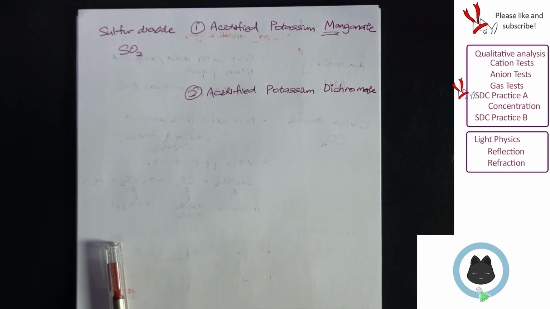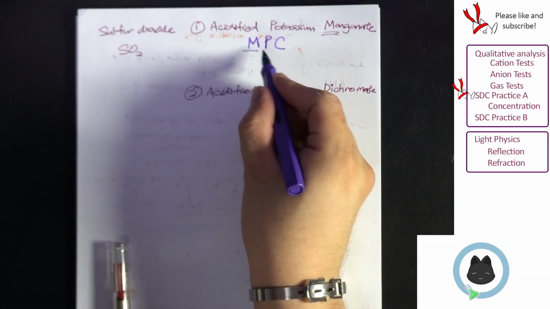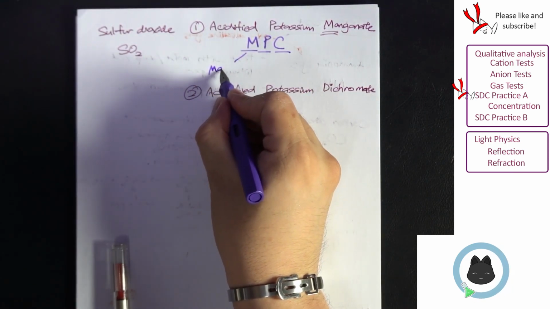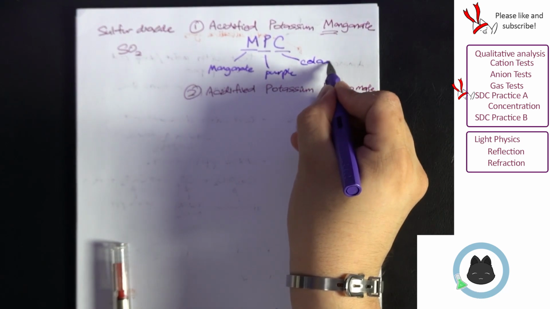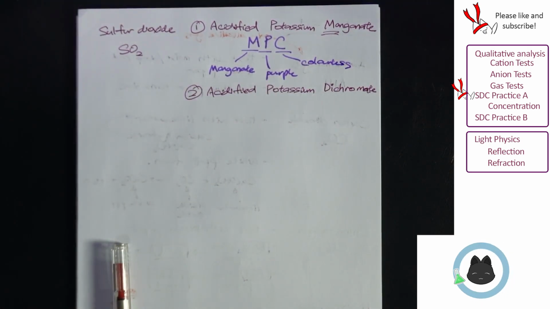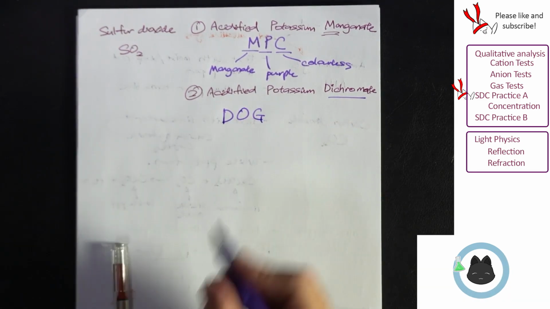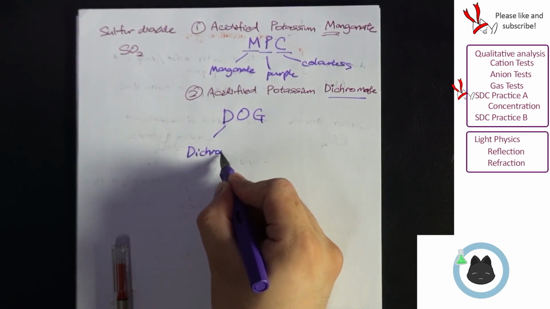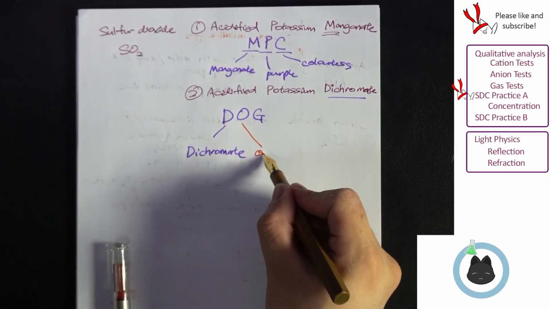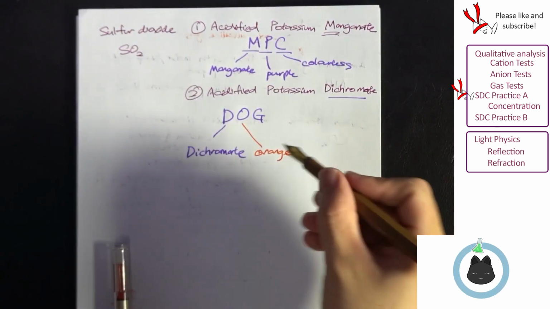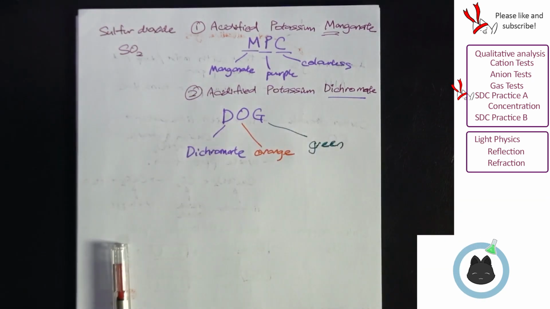In this case, for manganate, remember MPC, mobile phone charger. Manganate will change from purple to colorless. Whereas for dichromate, it becomes DOG, D-O-G. Dichromate, when it touches sulfur dioxide, when you test with it, changes from orange to green. That's sulfur dioxide.